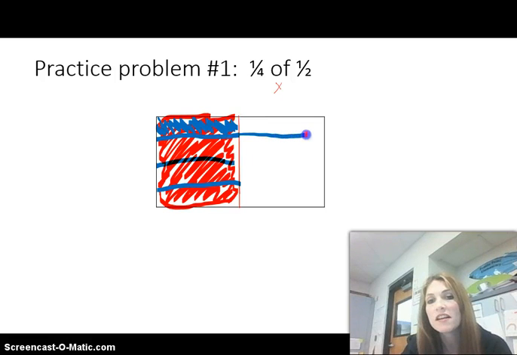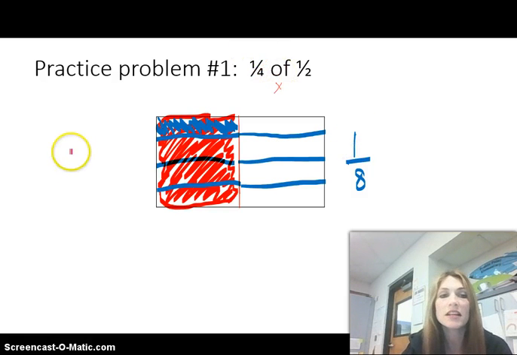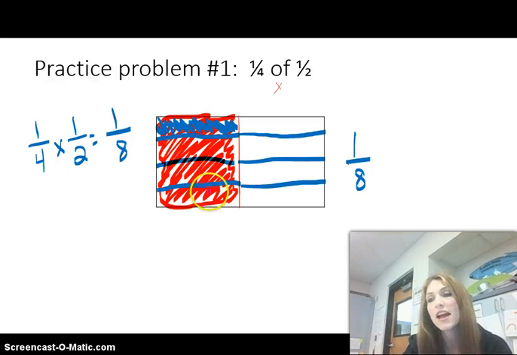Now I want to go ahead and extend these lines because this helps me understand where my denominator is going to come from when I multiply these together. So if I look at this, I have my pan of brownies divided into 1, 2, 3, 4, 5, 6, 7, 8 pieces. And I have one of them shaded in. So if I use the standard algorithm and I do 1/4 times 1/2, I multiply my numerators, I get 1. 4 times 2 is 8. So we've just shown the model and the standard algorithm for solving this multiplication of fractions problem.